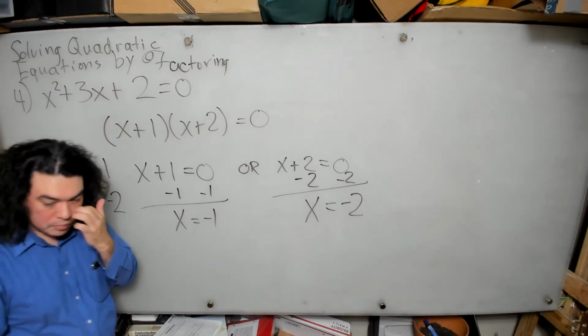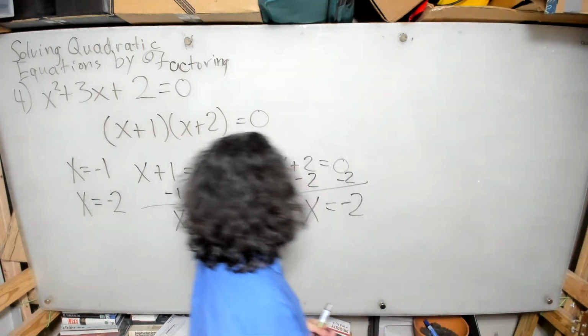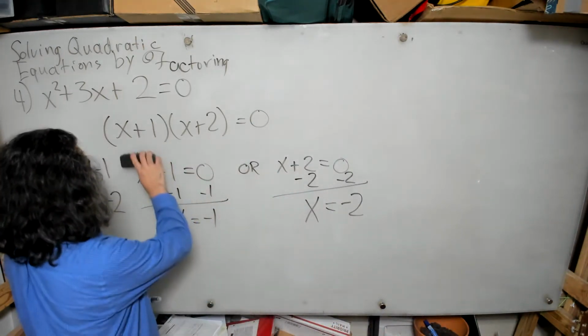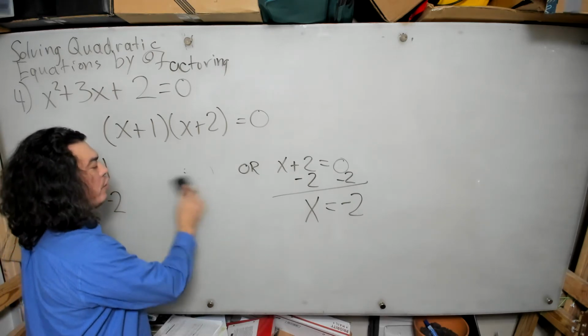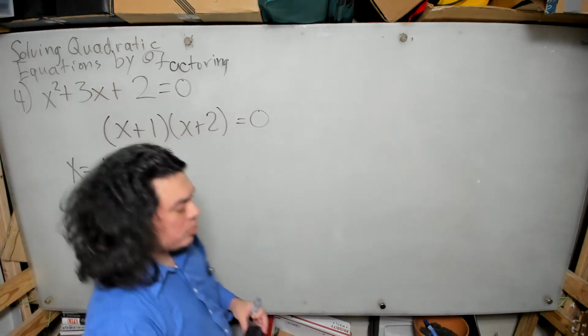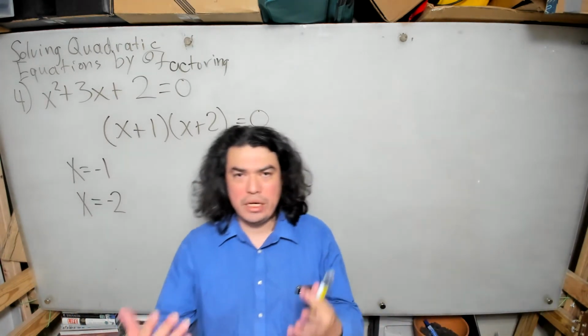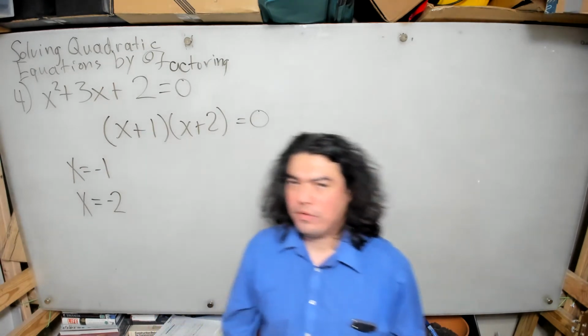So now one of the things I would like for us to do is verify whether these are solutions or not. Okay? In other words, how do we know for sure that these are solutions? What does it mean for a number to be a solution of an equation?